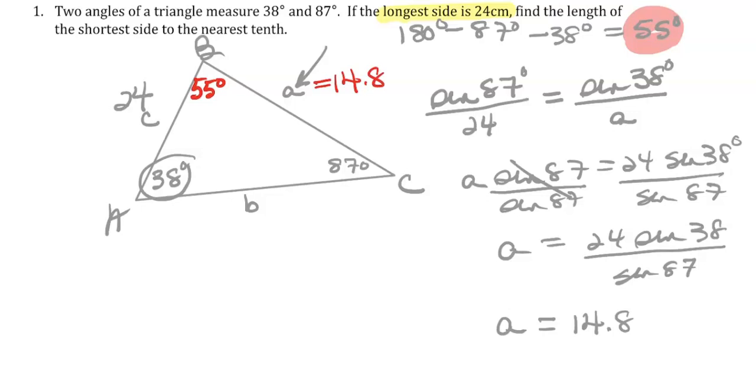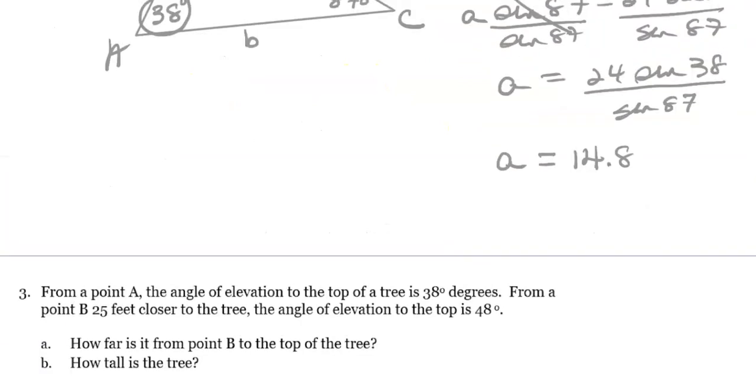Okay, so what did I solve for here? I first found the missing angle. That allowed me to figure out which is the longest side and therefore get a ratio. And then I found the shortest side, which was opposite the smallest angle. Done. Okay, problem number 2.